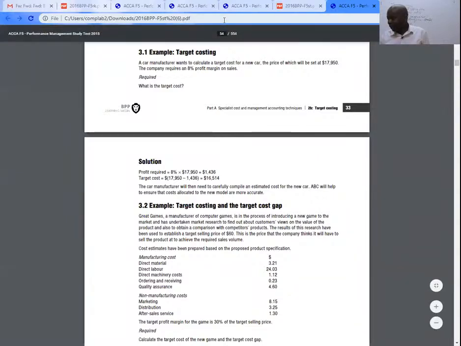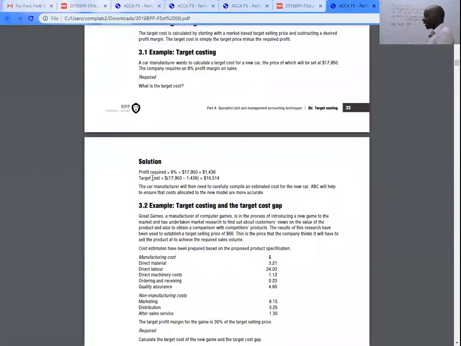Now, the first thing that I will do is to identify my projected targeted selling price. The targeted selling price here, they have told us, is 60, ladies and gentlemen. From there, the second thing is to look for the desired profit margin. The desired profit margin is 30%. So 30% of what here? Of 60. 30% of the selling price, 30% of 60, this gives us what here? 18.